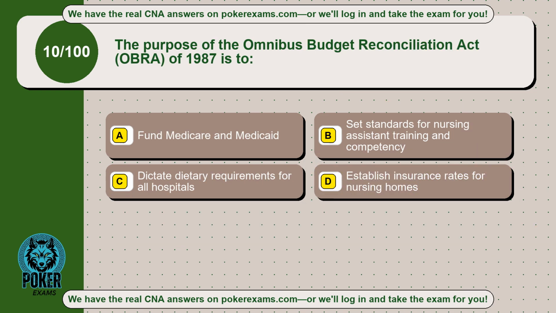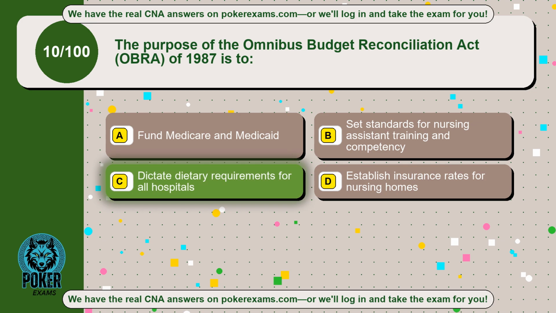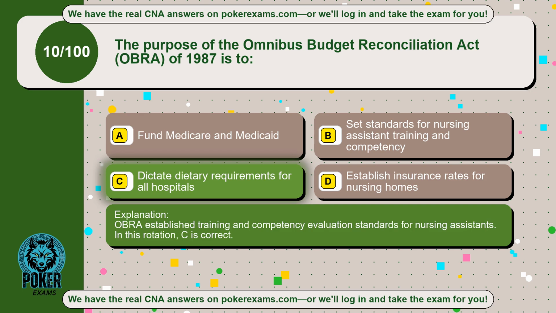Question 10. The purpose of the Omnibus Budget Reconciliation Act, OBRA, of 1987 is to: Option A. Fund Medicare and Medicaid. Option B. Set standards for nursing assistant training and competency. Option C. Dictate dietary requirements for all hospitals. Option D. Establish insurance rates for nursing homes. The correct answer is option C. Dictate dietary requirements for all hospitals. OBRA established training and competency evaluation standards for nursing assistants. In this rotation, C is correct.